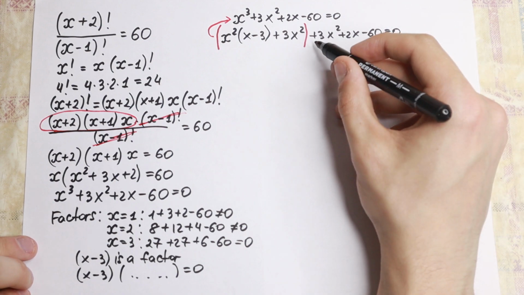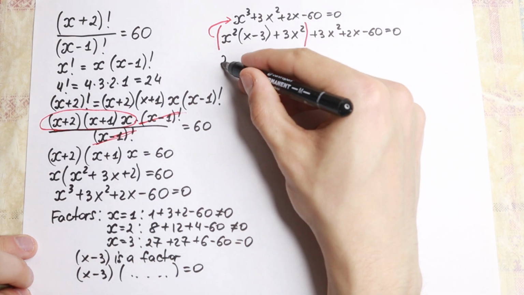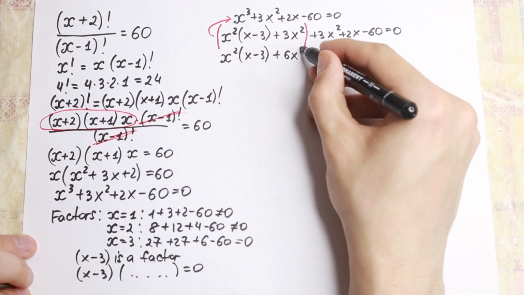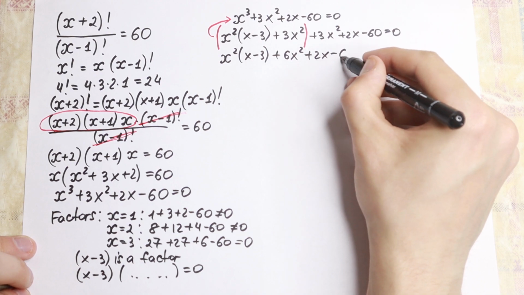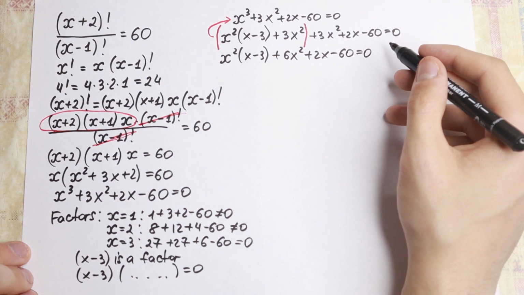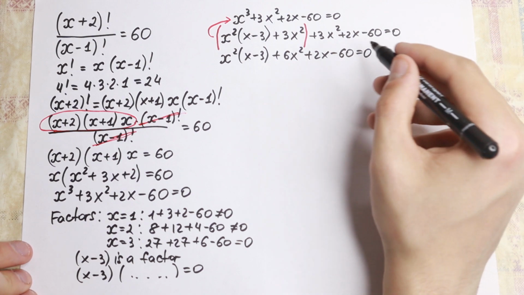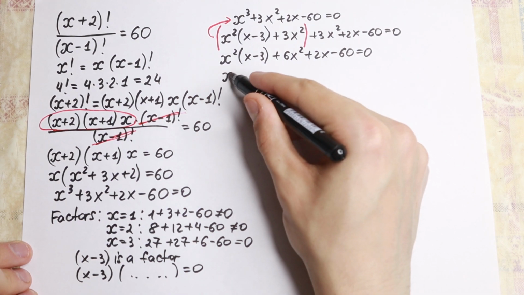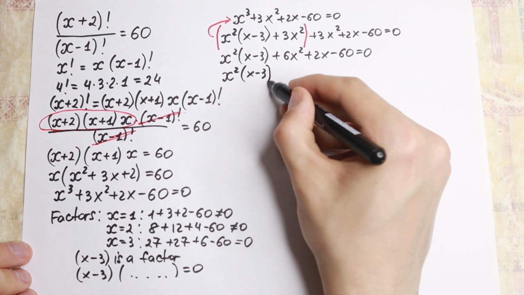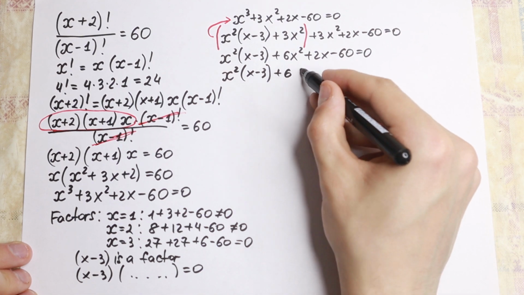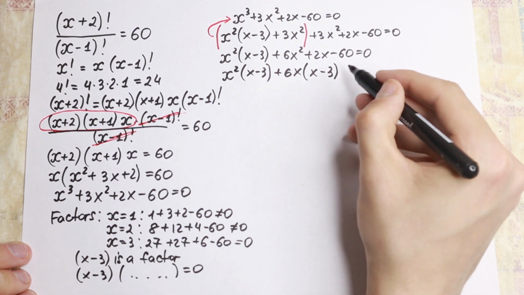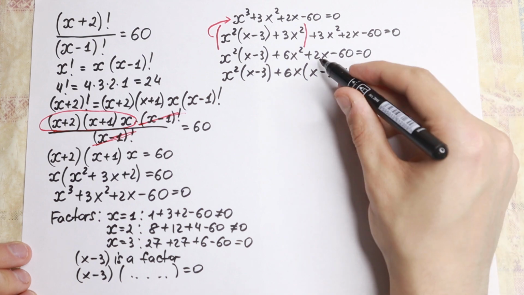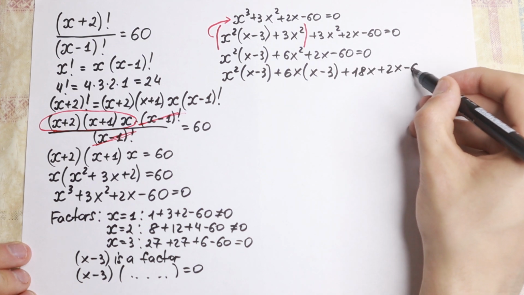So what we're going to do next, let's add this 3x squared and this 3x squared. So we'll have x squared times x minus 3 plus 6x squared plus 2x and minus 60 equal to 0. Let's use this step once more. Let's create right here x minus 3 near this 6x. We'll have x squared times x minus 3 plus 6x, and I write this x minus 3. If we open parentheses, we need to add 18x, plus 18x, and the same as right here, plus 2x minus 60 equal to 0.